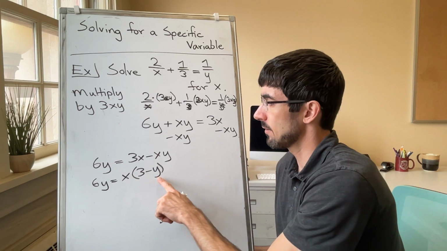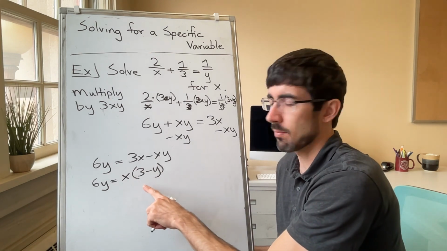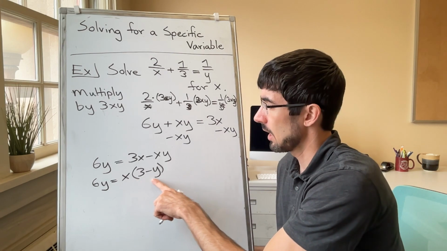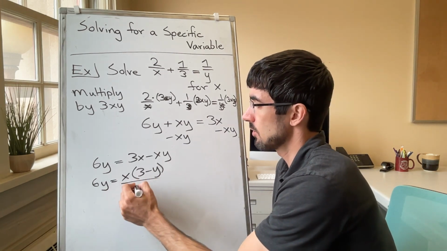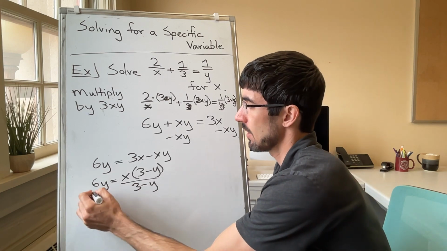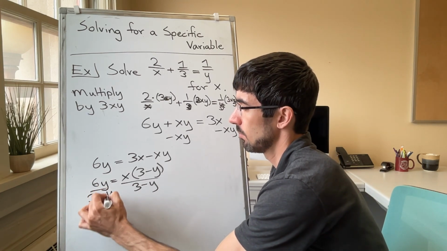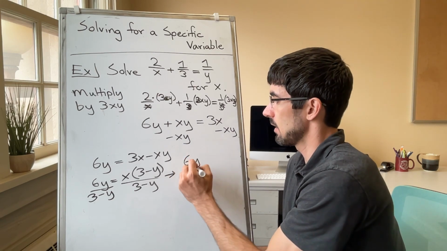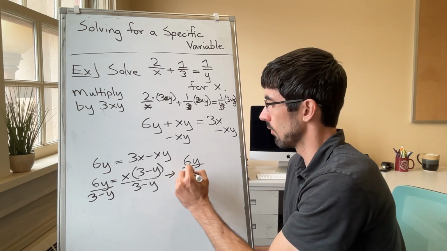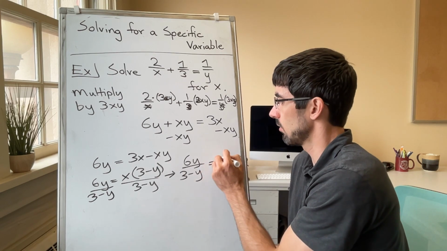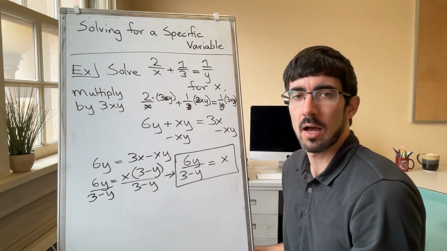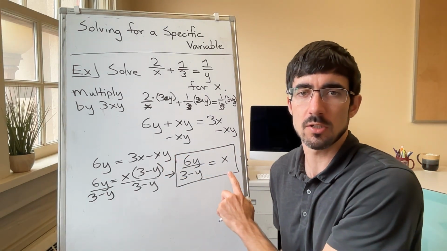And once I have this, think about the operation that's happening here. This is multiplication in between the x and the 3 minus y part. So to undo that, the inverse of that would be to divide both sides by 3 minus y. Then we get this, 6y over 3 minus y equals x. I have solved this rational equation for x.